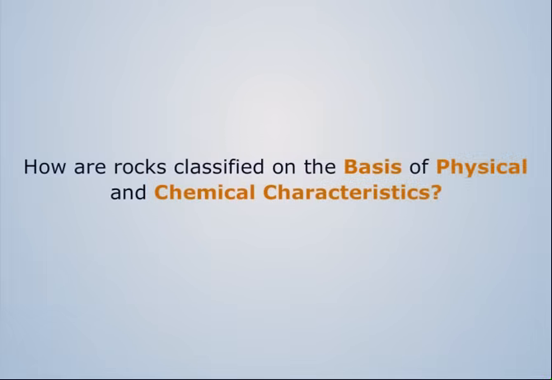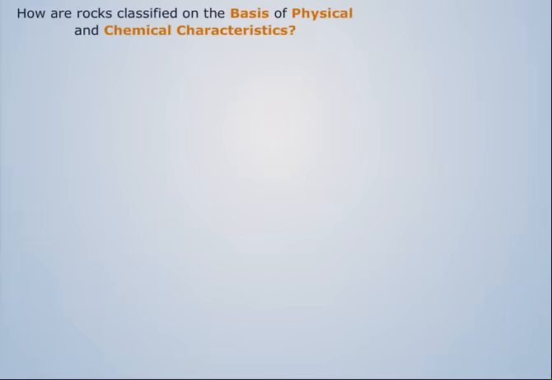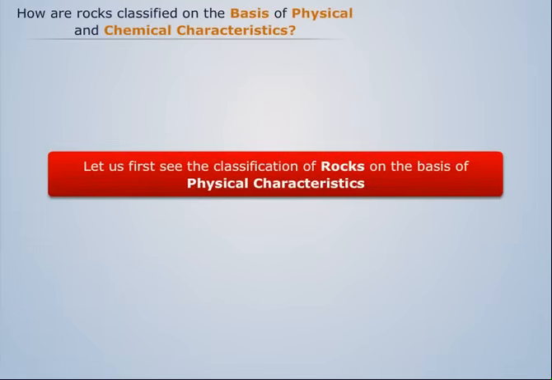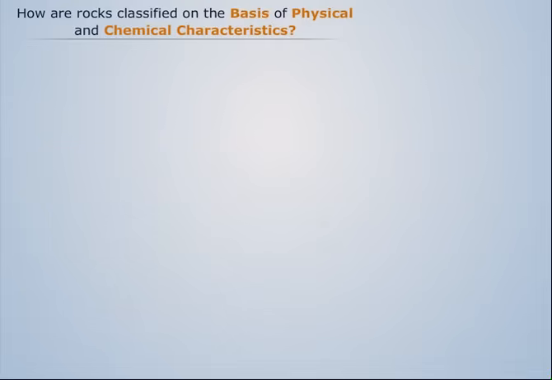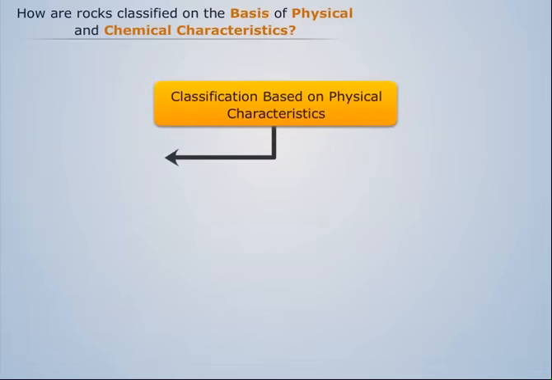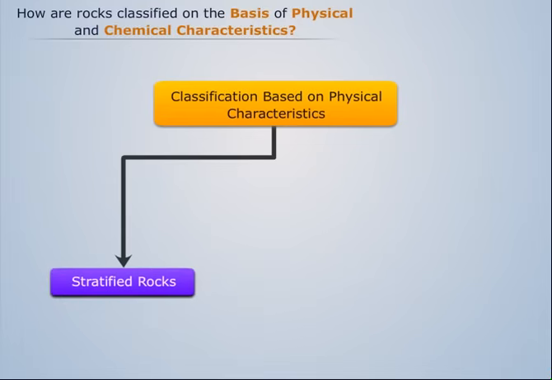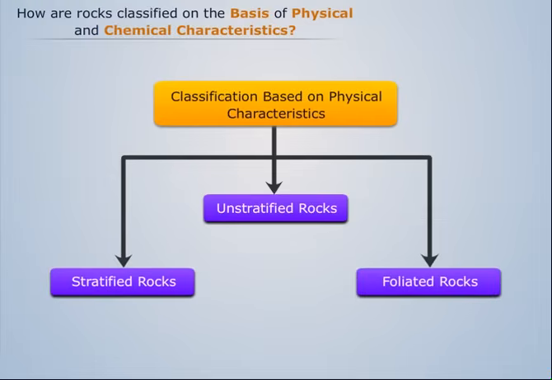How are rocks classified on the basis of physical and chemical characteristics? Let's first see the classification of rocks on the basis of physical characteristics. Here rocks are classified as stratified rocks, unstratified rocks, foliated rocks. Now let us see them one by one.